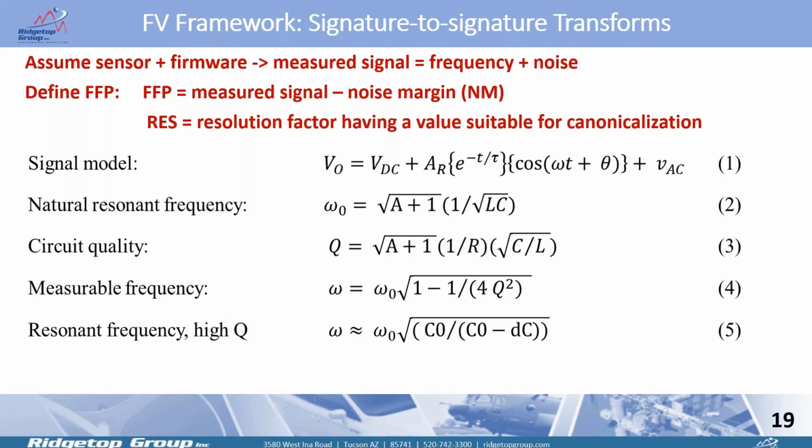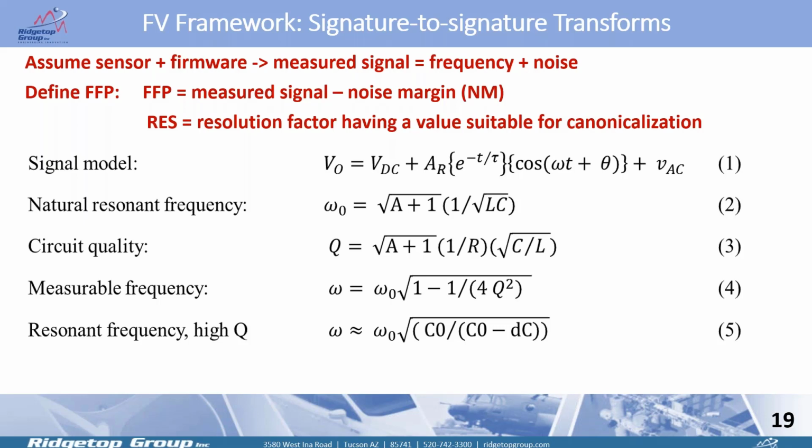And so your measurable frequency is as shown in equation 4. And therefore, if you have a high enough Q, you can extract out the L and say that really the frequency change that I'm going to look at, assuming that the inductance doesn't change, is due to a change in capacitance.